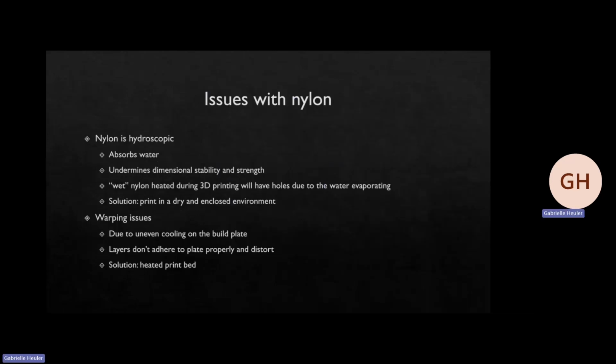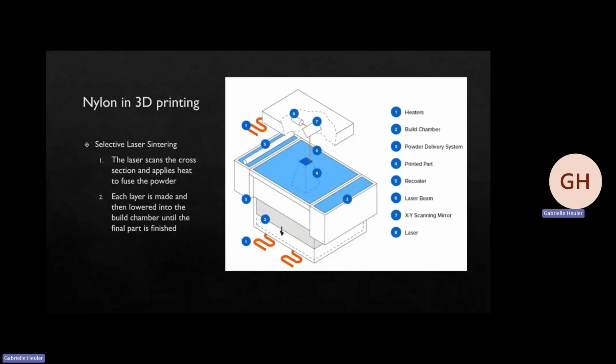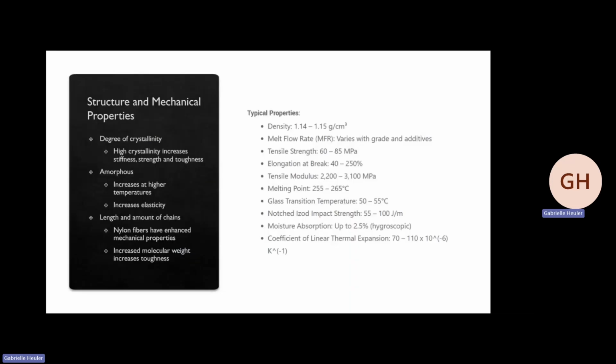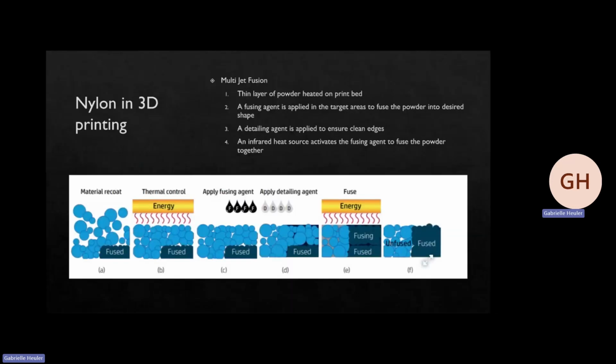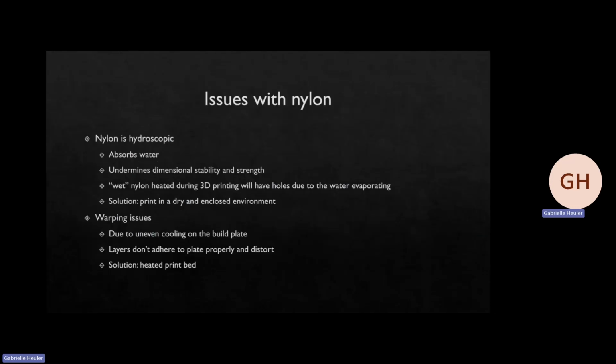There are some issues with nylon in 3D printing, and the first one is that nylon is hygroscopic. So if we go back to the table of properties, we can see that its moisture absorption is up to 2.5%. So nylon absorbs water, which is an issue because it undermines dimensional stability and strength. And when nylon is wet and it's heated during 3D printing, the water will evaporate, which will create holes in the structure and make it not functional.